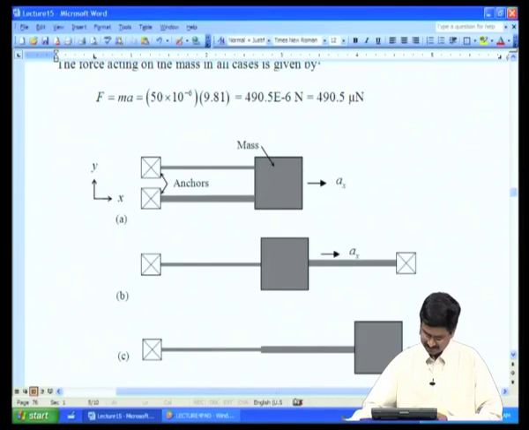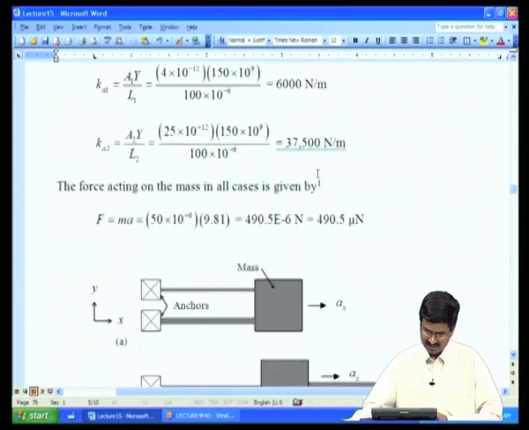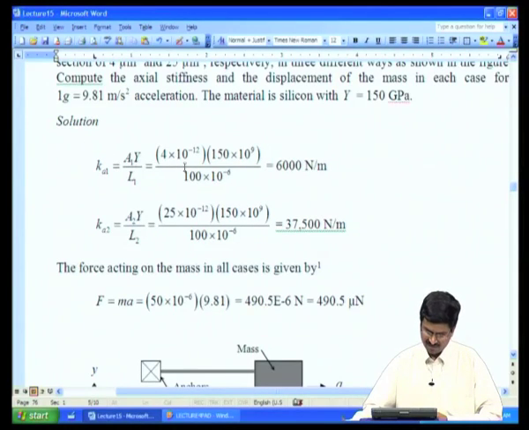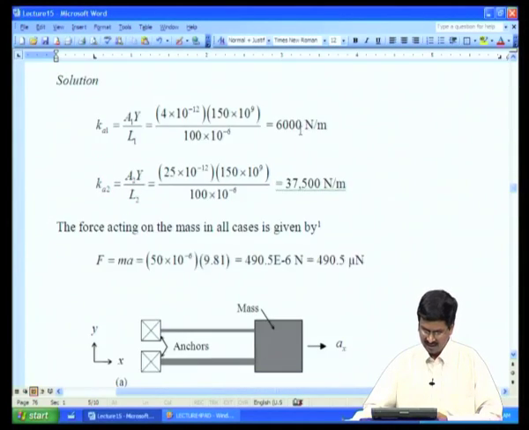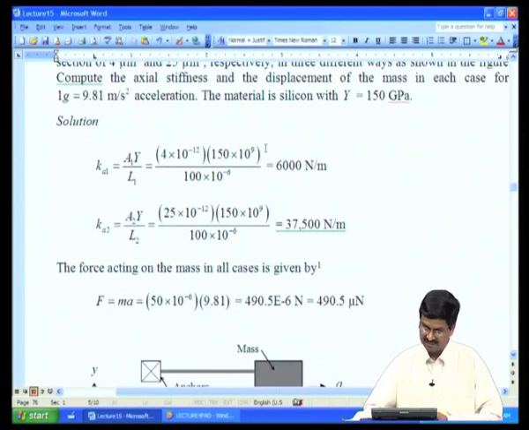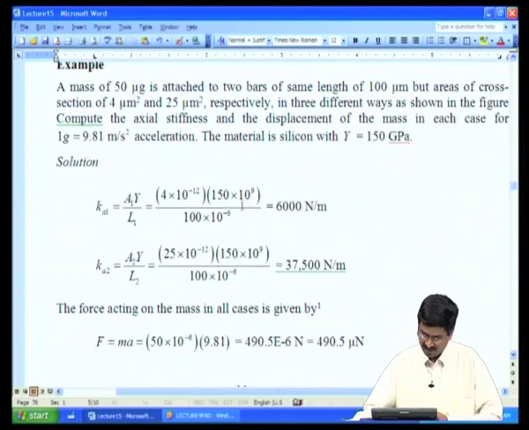Now, if we go back to this example, we have two springs of spring constant K A1, K A2, because the area of cross section is different for these two parts. One turns out to be, because of area of cross section 4 micron square, Young's modulus 150 gigapascals, that is Y is given as 150 times 10 power 9 Pascal, gigapascal is 10 power 9, and the length is 100 microns, then I get 6000 Newton per meter stiffness. And another one 25 micron square cross section, 150 gigapascal for Young's modulus divided by 100 micron length, I will get 37,500 Newton per meter stiffness.